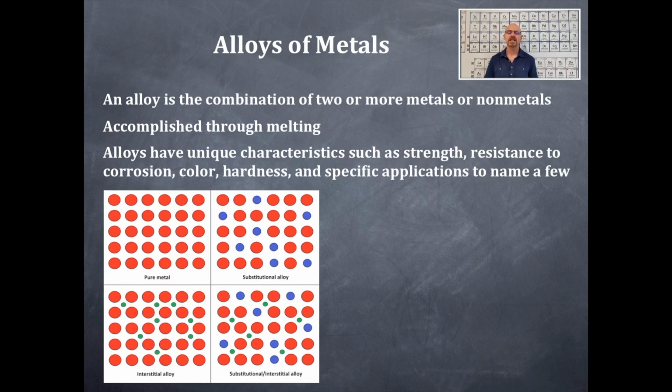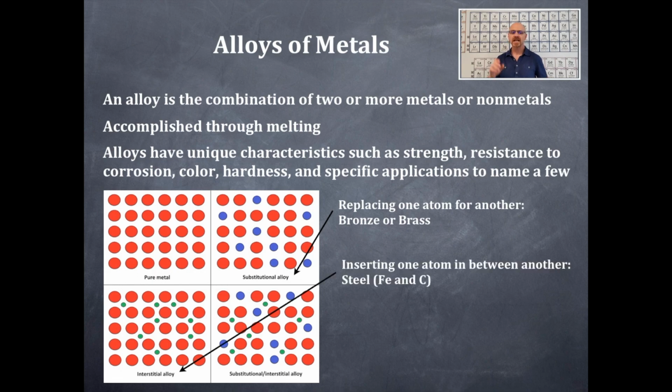Okay, so here in the upper left-hand corner is a pure metal. So you should see all those red dots representing a particular element, in a particular order, like all gold or all copper, doesn't really matter. The one in the upper right-hand corner is a substituted alloy. A substituted alloy is when you replace one atom for another. So you should see that I've removed a red one and replaced it with a blue one. An example of this is either bronze or brass. Bronze or brass is a substituted alloy.